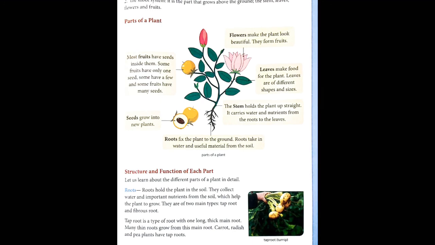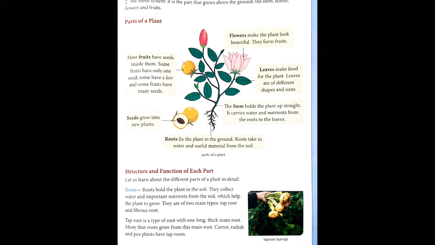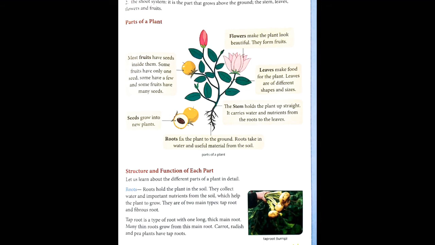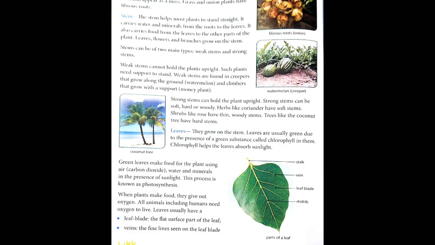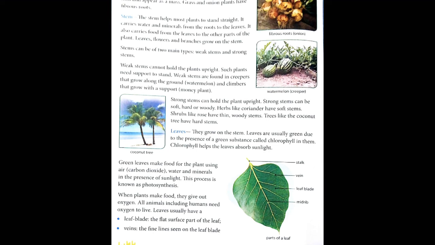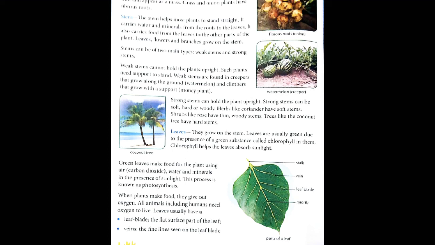So taproot is a type of root with one long thick main root. Many thin roots grow from this main root. Examples of taproot: carrot, radish and pea plants have taproots. So now we will study the fibrous root. Fibrous root is a type of root with many same sized roots. They are of the same size, children, and they emerge from the base of the stem. As you can see in onion.